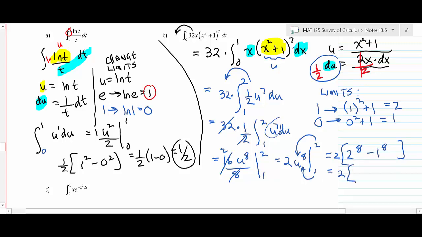You could use your calculator to help. So 2 to the 8th is 256. 1 to the 8th is 1. So that would be 2 times 255. And then you'd have your exact answer. Your problem would be 510.